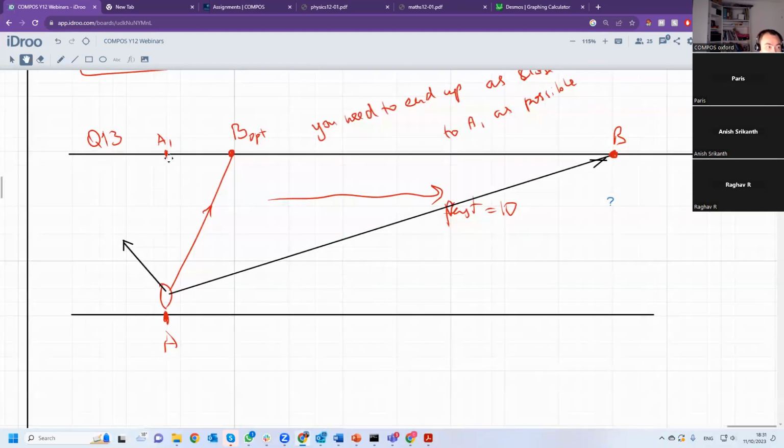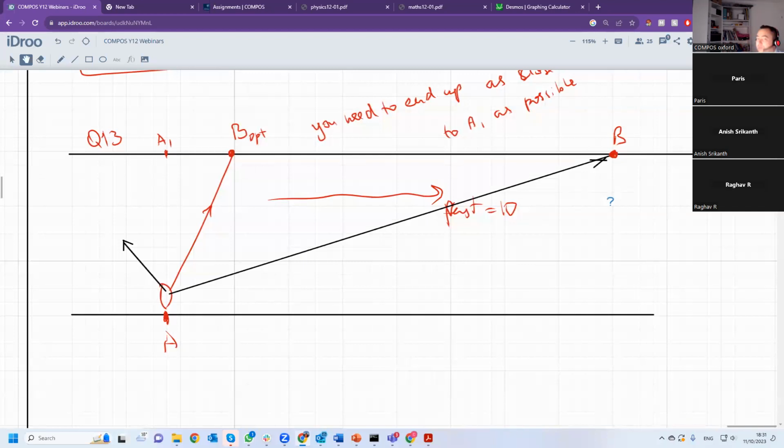In question 13, you can travel in a straight line, but you can't travel perpendicular to the shore. But the solution is somewhat similar. What is the pass mark for physics and math?